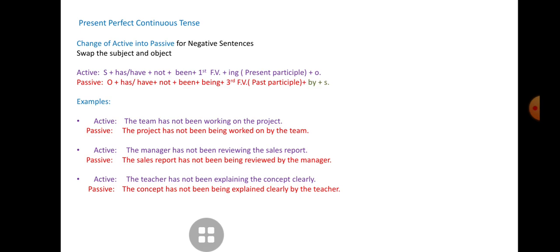Next sentence, the teacher has not been explaining the concept clearly. So its passive voice is the concept has not been being explained clearly by the teacher.